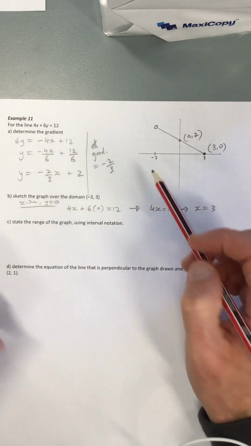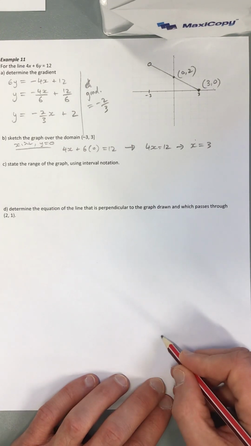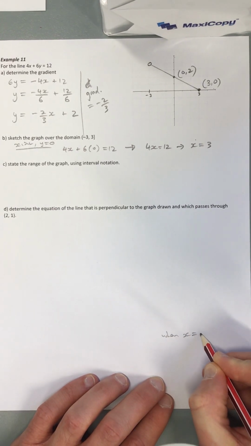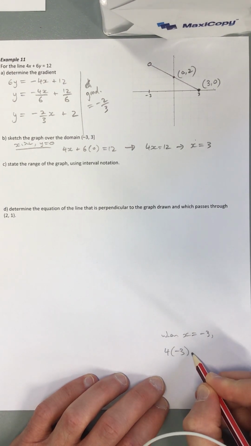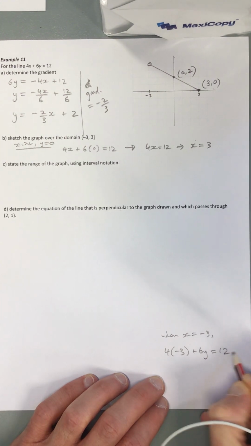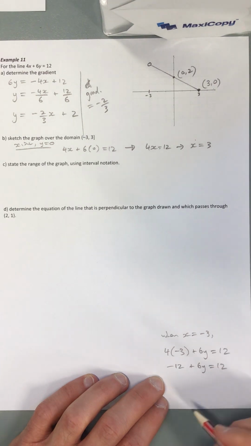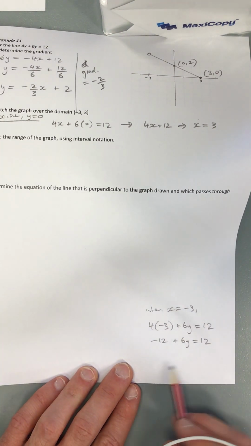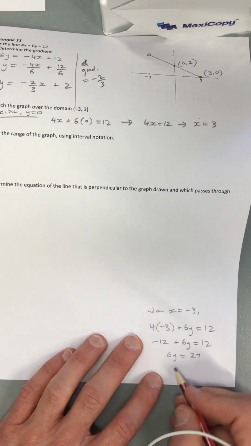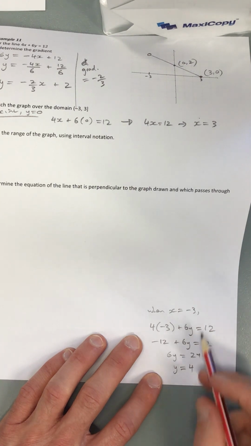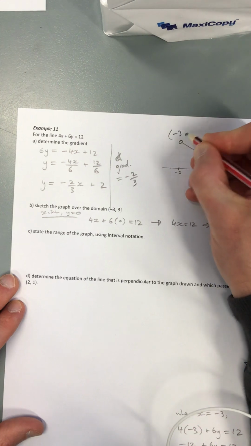So to find the y-coordinate, let's sub x equals -3 into our equation. Might just use some working space down here. So when x equals -3, we get 4 times -3 plus 6y equals 12. So -12 plus 6y equals 12. Hopefully you can still just see that on the screen. Add 12 to both sides, we get 6y equals 24. Divide both sides by 6, we get y equals 4. So when x equals -3, y equals +4.